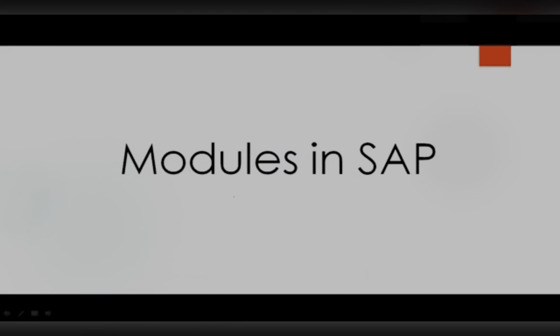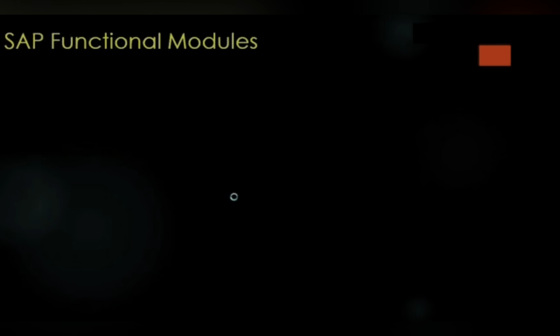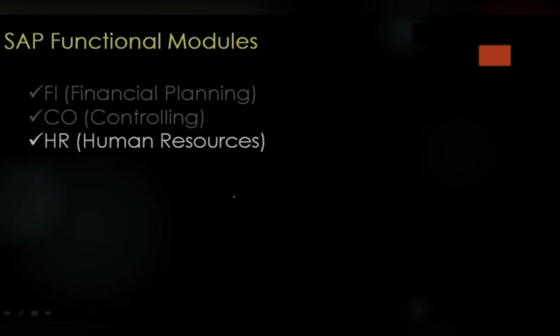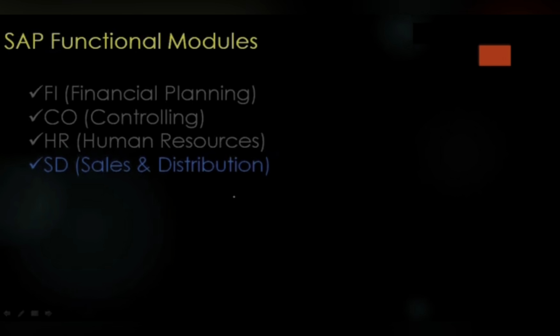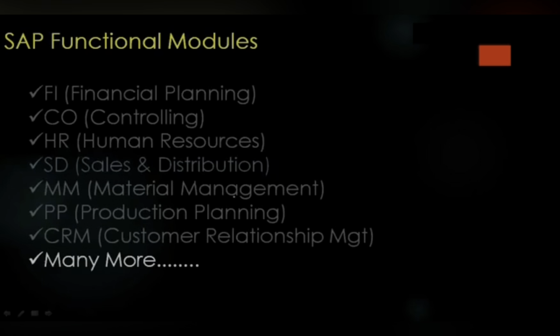Now let us discuss the modules in SAP. There are basically 2 types of modules in SAP. One is functional modules, the other one is technical modules. Examples of functional modules are FI, CO controlling, HR human resources, then sales and distribution that we're learning here, material management, production planning, CRM customer relationship management, and some others. These are the functional modules. And to learn most of these functional modules, you don't really need any background, and anyone can learn.